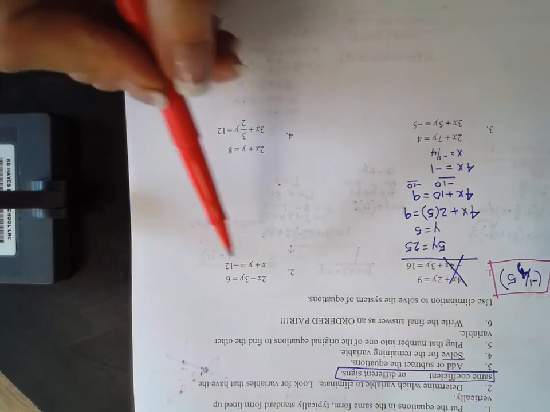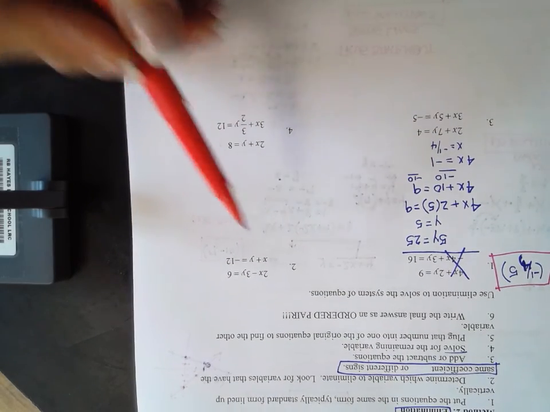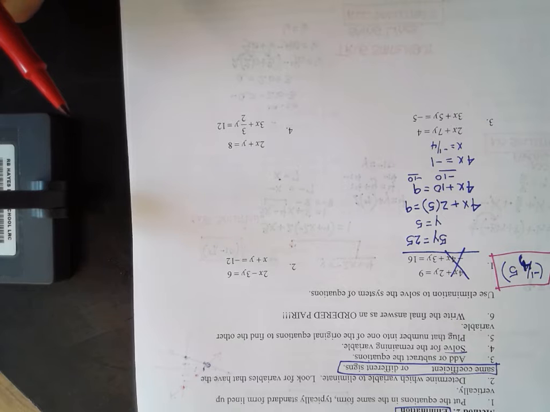Think about what my goal is. My goal is to eliminate one of the variables. How do I make something go away? Do the opposite, okay? So, all right, let's pick. Which one do you want to go away? X or Y? Doesn't matter. Which one you want? X or Y? Y, okay?